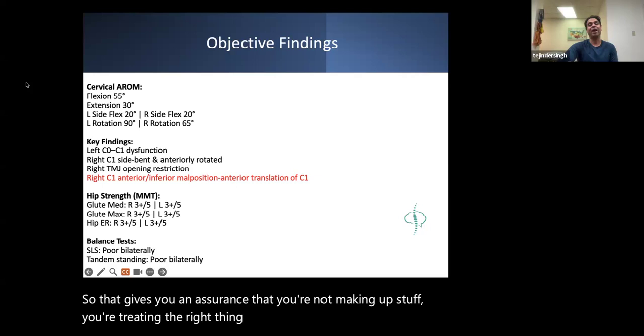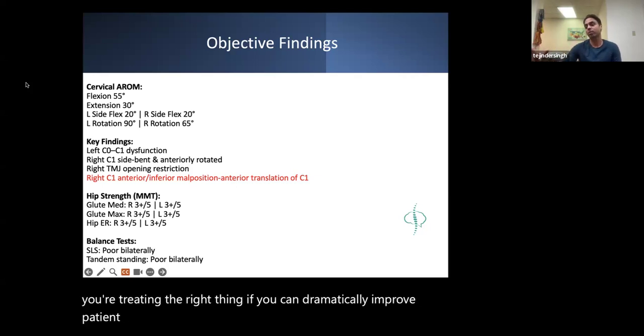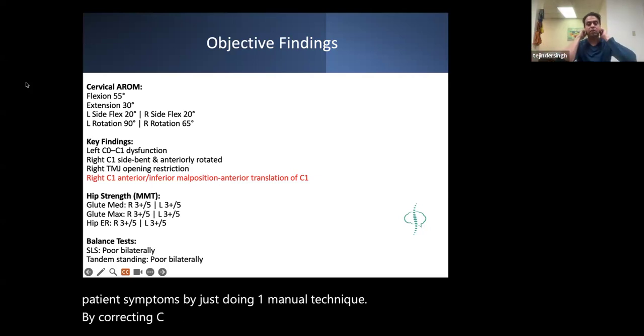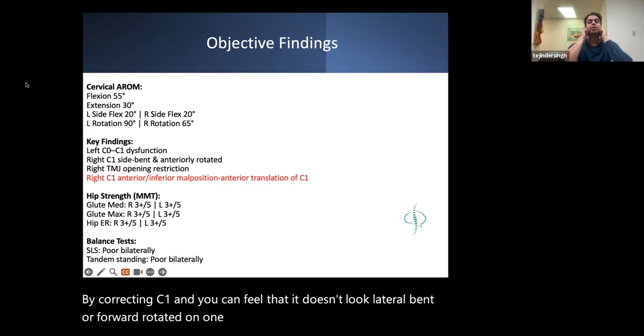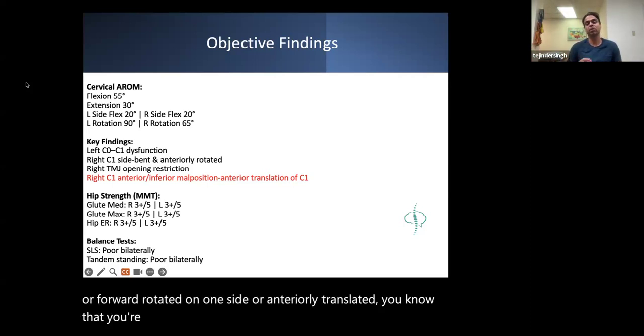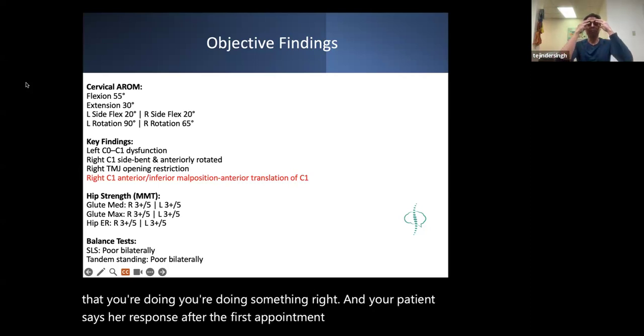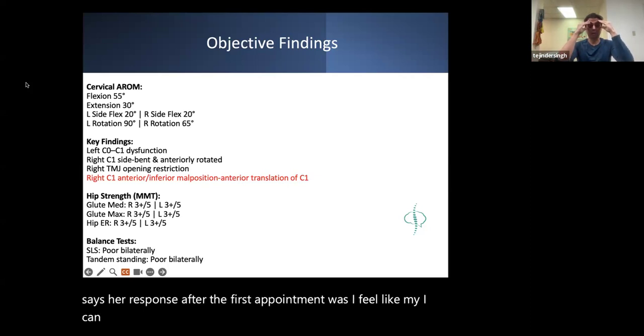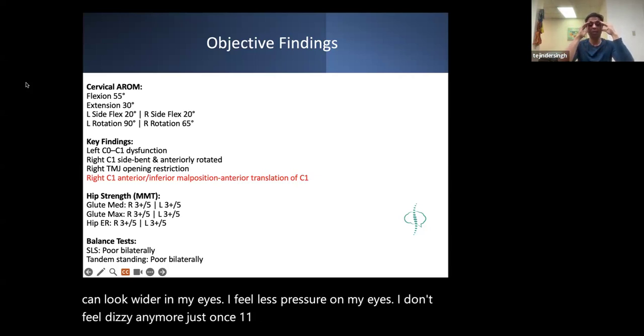If you can dramatically improve patient symptoms by just doing one manual technique, by correcting C1, and you can feel that it doesn't look lateral bent or forward rotated on one side or anteriorly translated, you know that you're doing something right. And your patient says, her response after the first appointment was, I feel like I can look wider in my eyes. I feel less pressure on my eyes. I don't feel dizzy anymore. Just one gentle C1 alignment technique, which I think we're going to talk about.